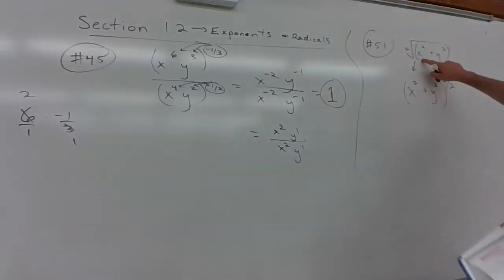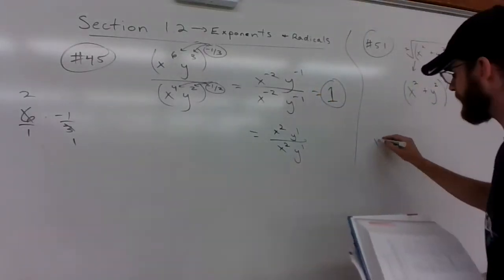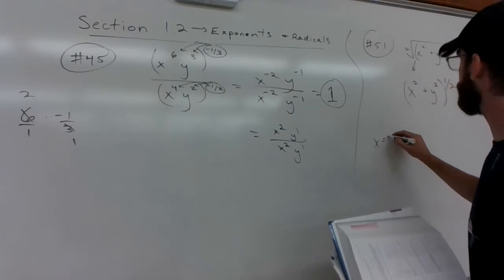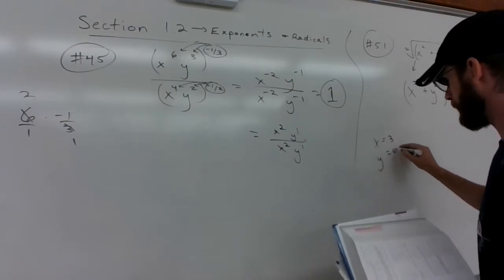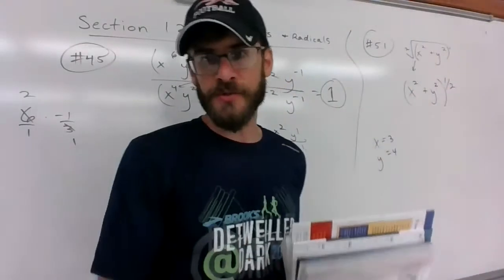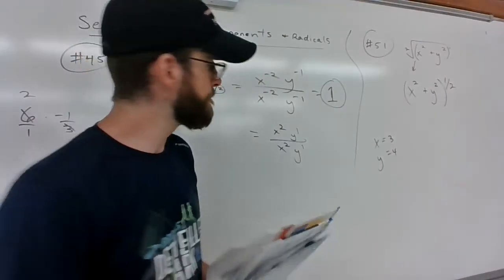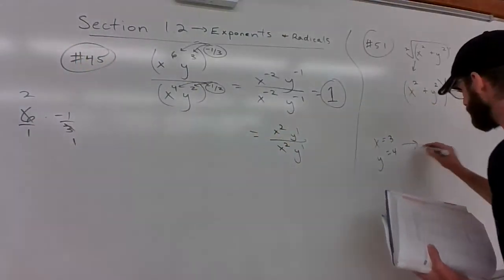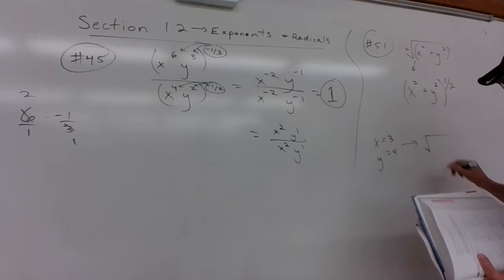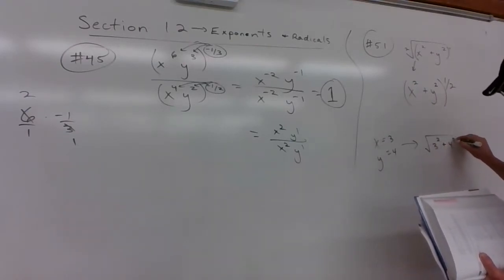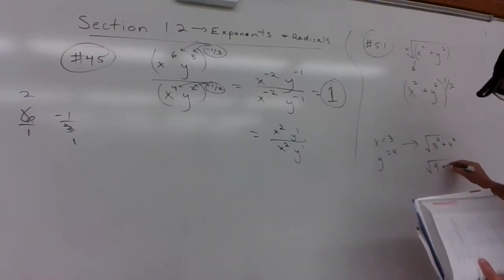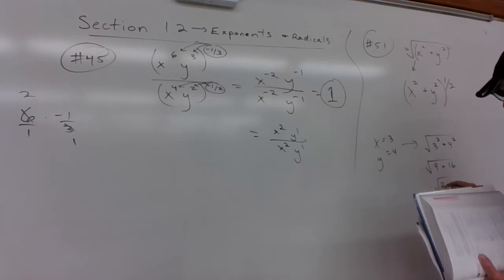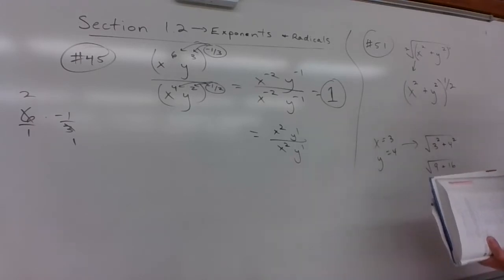Let's say that x equals 3 and y equals 4. Let's just assign those values for x and y. So if this is the case, what is the square root of 3 squared plus 4 squared? Well, that's 9 plus 16. The square root of that is 5.